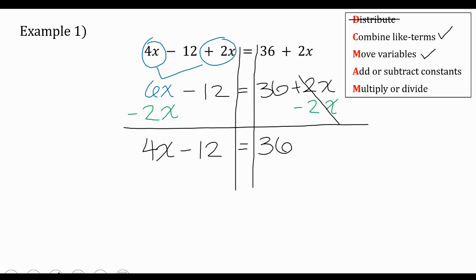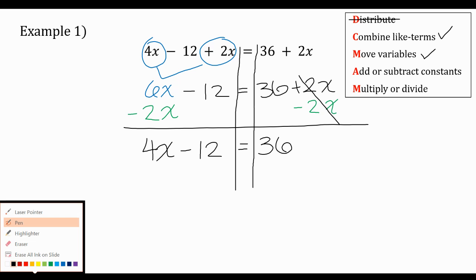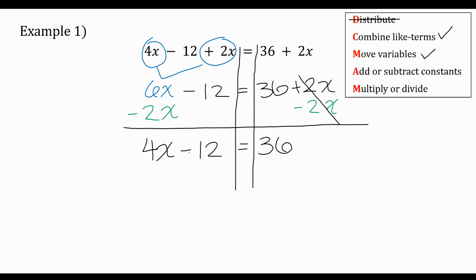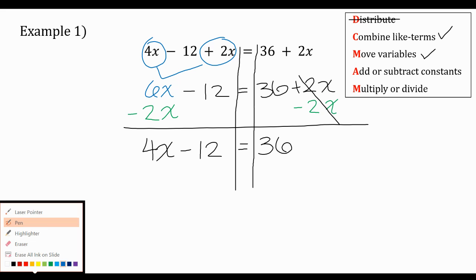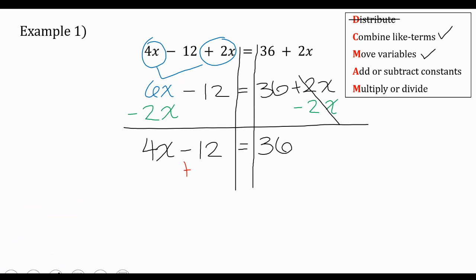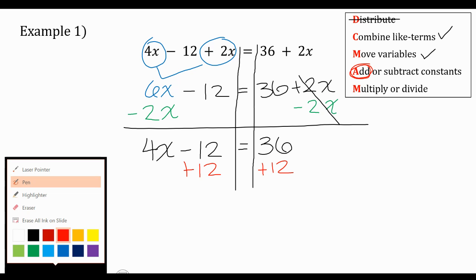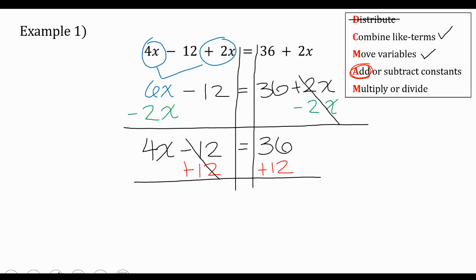Okay, so that was that next step, move variables. Now we're going to add or subtract constants here. Our constant is the number without the variable. So in this case, it's this 12. So we're going to add the 12. So we're going to do that in red. We're going to add the 12 to both sides. And I'm even going to just circle the fact that we're adding here. Okay, those cancel. 4x equals 36 plus 12 gives us 48.